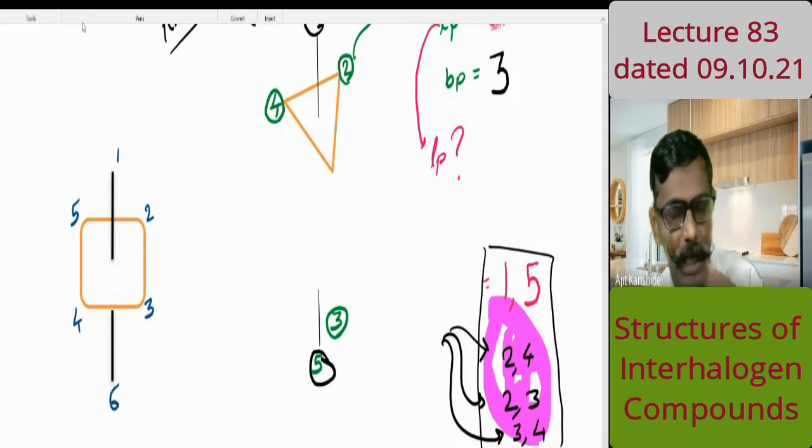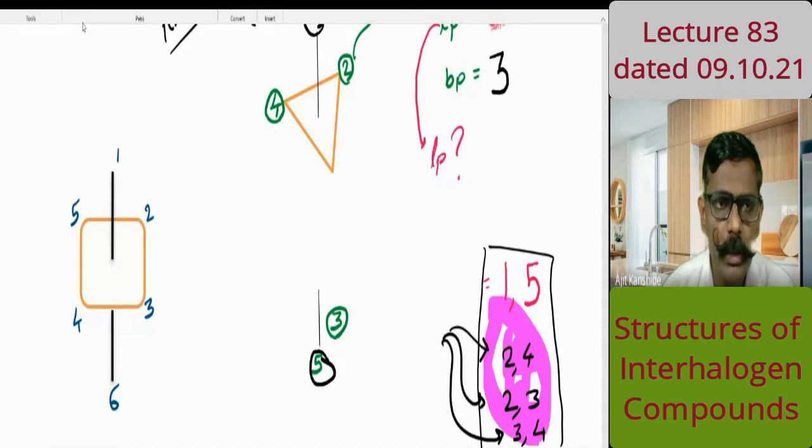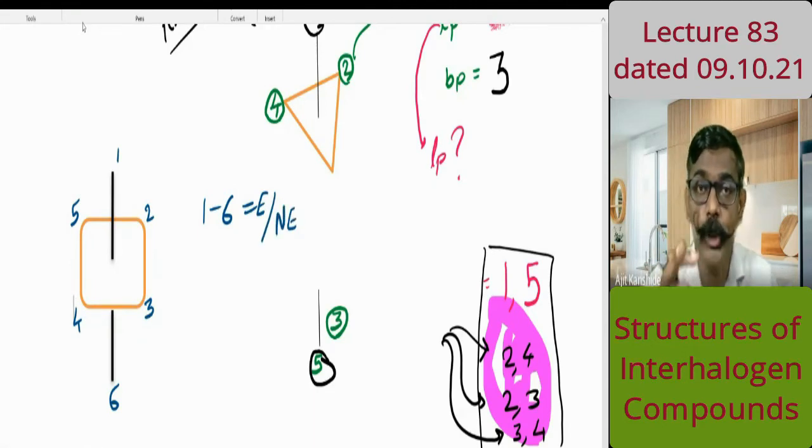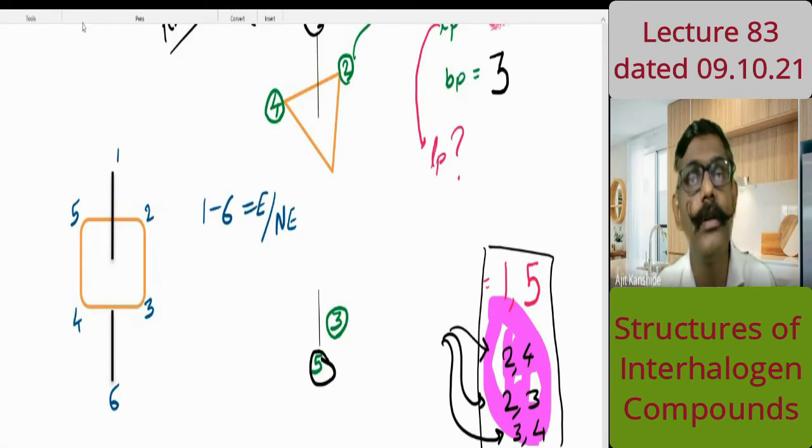Now I want to know the answer from you. What do you think? All these positions 1 to 6, are they equivalent or non-equivalent? Equivalent means are they uniform, are they the same, or not uniform?